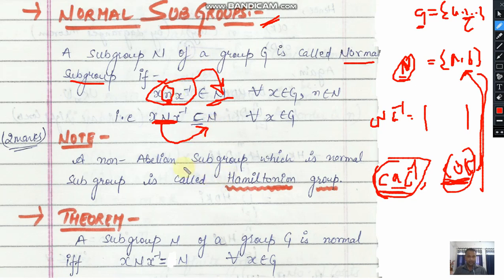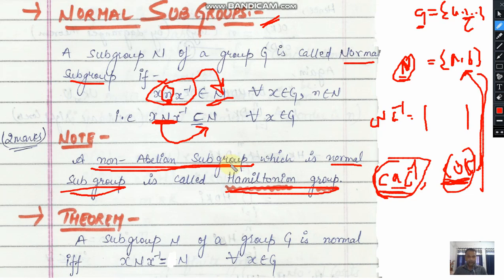Here is one more additional point. If it is a non-abelian group, it means it will not follow the commutative property, and it is a normal subgroup. It means a normal subgroup which is not commutative is called a Hamiltonian group. Please note it here, it is non-abelian. It means a non-normal subgroup which will not satisfy the commutative property.